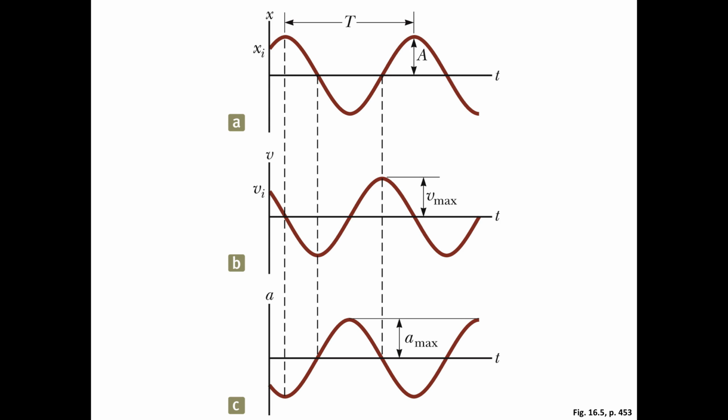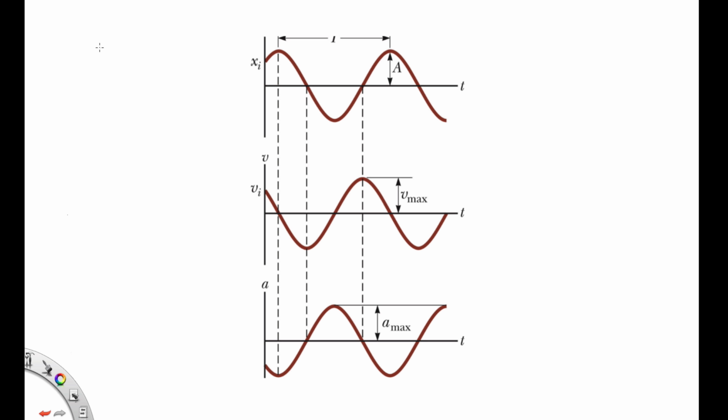So let's now consider the displacement, velocity and acceleration versus time graphs for a body undergoing simple harmonic motion. We said that the position was given by x equals A cos(ωt + φ). So this point here is going to be when t equals 0, so this has magnitude A cos φ.